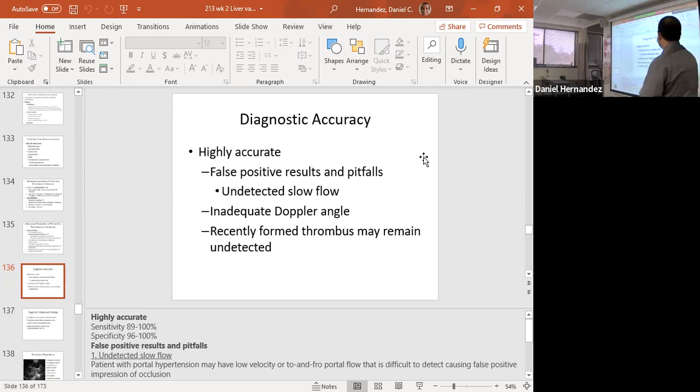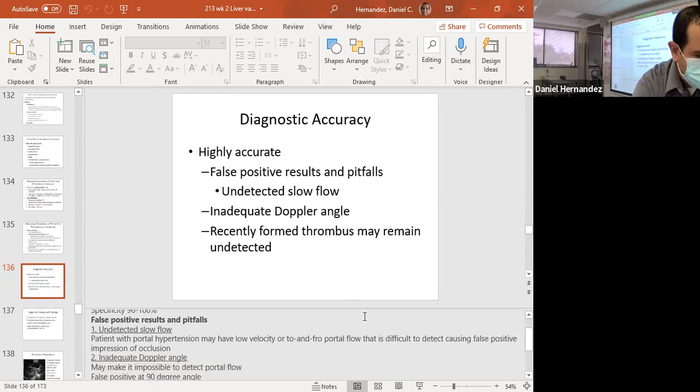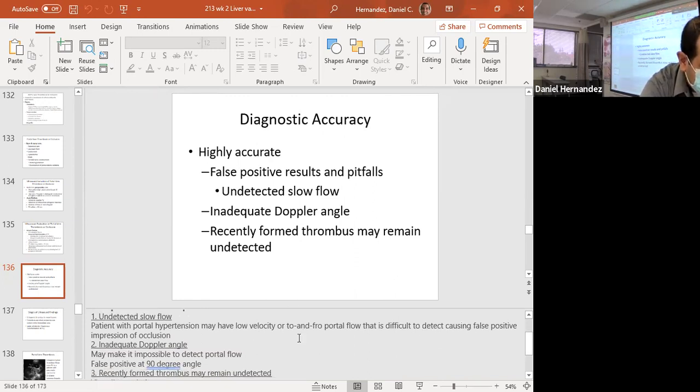Some other pitfalls could potentially be inadequate Doppler angle. Maybe you're at 90 degrees, so you've got to change your angles, change your window. Also, recently formed thrombus may remain undetected. Remember, with portal hypertension, there may be low velocity or to-and-fro flow that is difficult to detect, causing a false positive. Again, make sure your angles are correct.